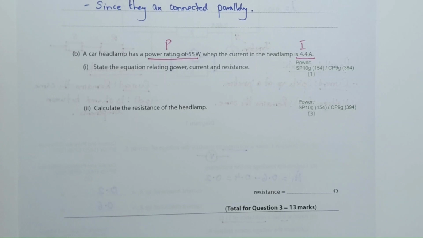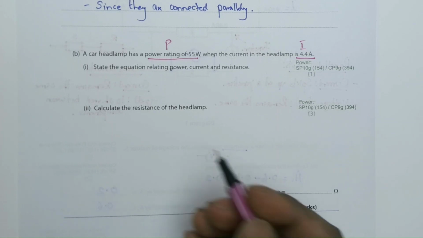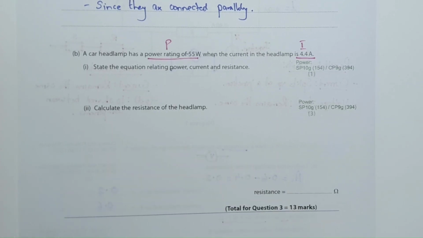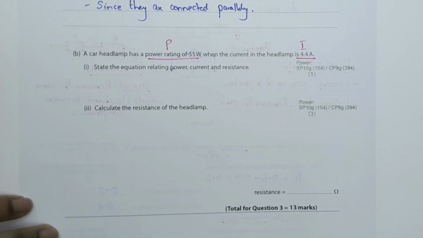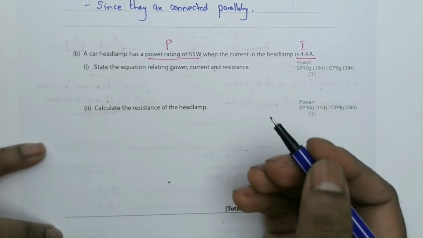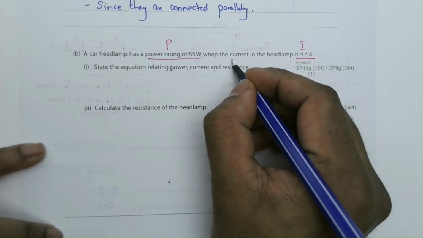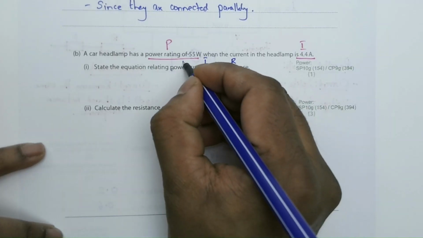Now since you will be getting your equation sheet during the exam, you should be able to find this equation. Since they are asking you to state, you can either write this down as a word equation or a symbol equation. It doesn't matter. The one thing that you shouldn't do is draw an equation triangle. So let me write the symbol equation first. So that would be R, I and P.